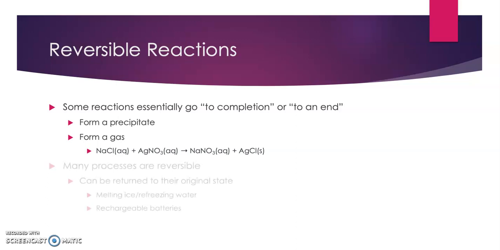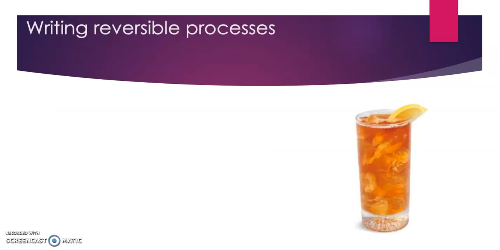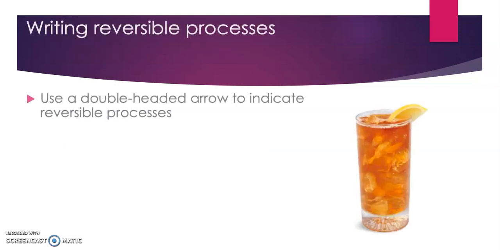But there are a lot of processes that are reversible, where they can be returned to their original state, where the forward and the backwards processes are occurring. So these happen all the time around us. You can melt ice and refreeze the water. We can recharge the batteries for our laptops and our phones. So there are a lot of situations where this can happen, and we need to be able to talk about this because in chemistry, it turns out these ideas are really important. So when we want to write a reversible process, we use a double-headed arrow.